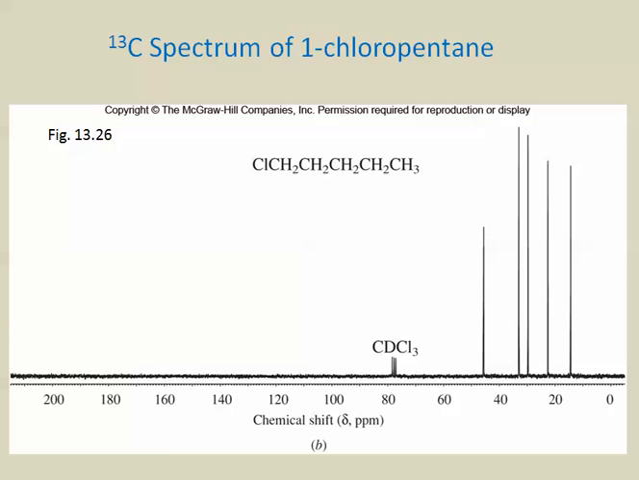Here's a molecule that, just looking at its structure, 1-chloropentane here, we would expect each of those 5 carbons to be distinct. They're all a different distance away from this chlorine on the end, and so there should be 5 signals in this spectrum, and here they are.